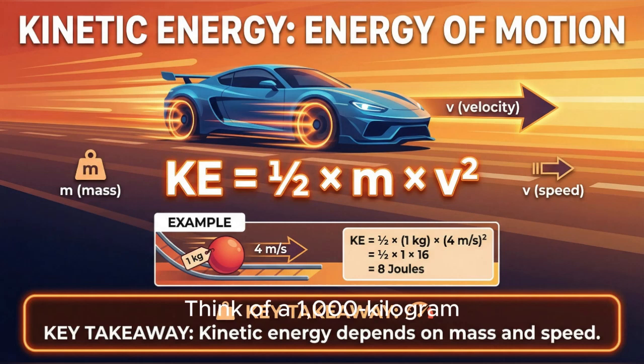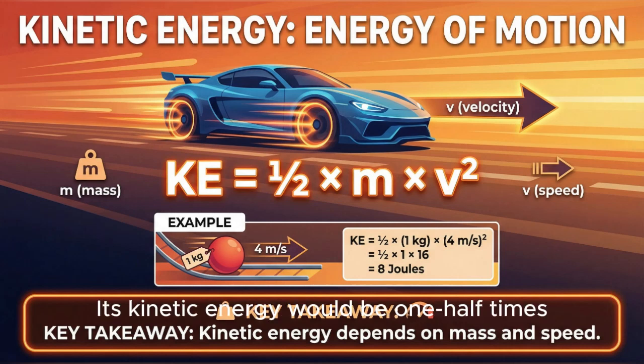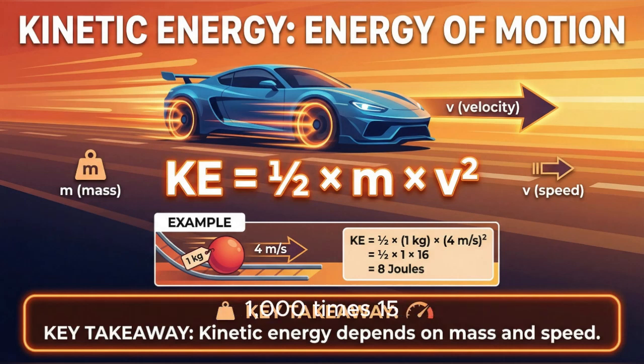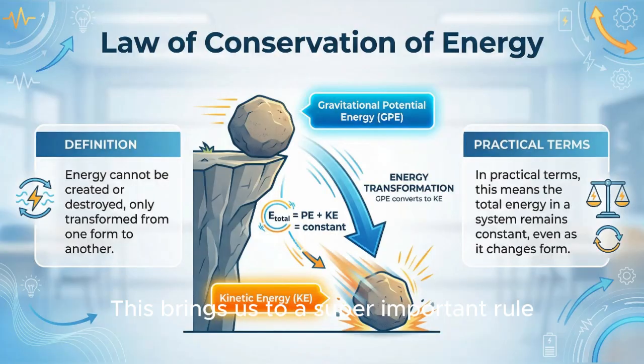Think of a 1,000 kilogram car driving at 15 meters per second. Its kinetic energy would be 1/2 times 1,000 times 15 squared, which is a whopping 112,500 joules. The faster something moves, or the heavier it is, the more kinetic energy it has.